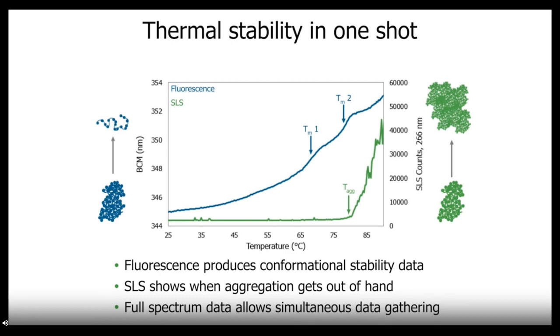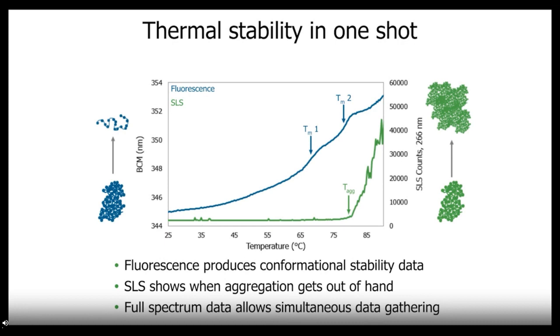We see results of that kind of experiment here, where in blue we're looking at the BCM data, and in green we're looking at static light scattering data. These pieces of data are gathered simultaneously so you understand protein thermal stability and aggregation information in the same experiment on the same sample read all at the same time. So fluorescence in this case, the blue data, shows our proteins unfolding, and we can see inflection points that are identified as melting temperatures at Tm1 and Tm2.